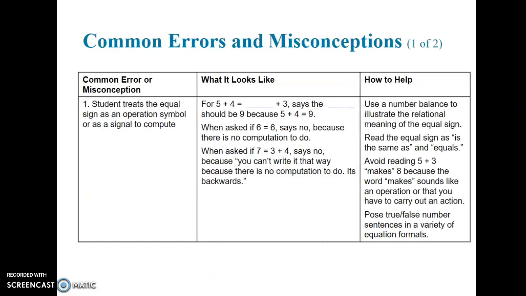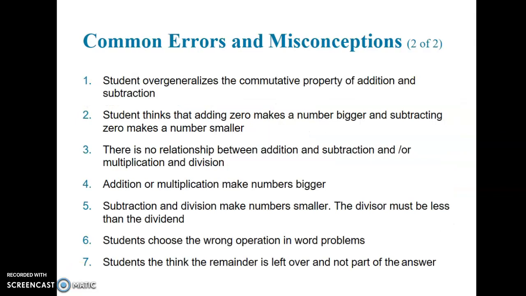For 5 + 4 = _ + 3, some students might say it's 9. However, they would be wrong. They could use a number balance to illustrate the relational meaning of the equal sign. Solving 24 − 7, students may subtract 4 − 7 as 7 − 4, for an answer of 23. Instead, have students model the problem with single-digit numbers and show how you cannot subtract 7 cubes from 4 cubes.